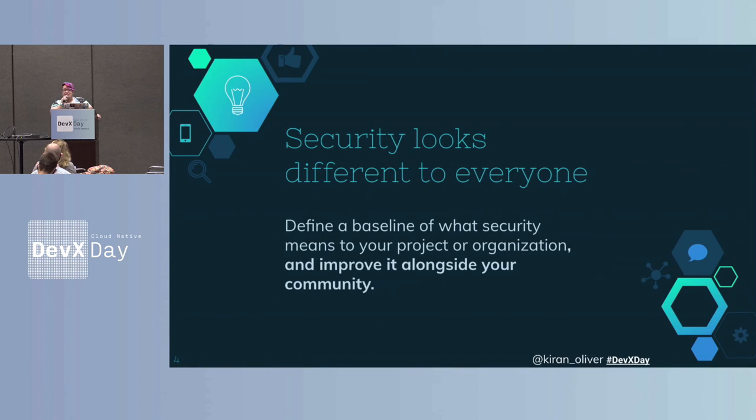First things first is that security looks different to everyone. When you say security, depending on who you're talking to, you'll get 20 different answers. So what you need to do is define a baseline of what security means to your project or your organization and improve it alongside your community. Whatever security looks like that's unique to your community itself doesn't have to be the same as everyone that's in your ecosystem. It's going to be unique and it has to be yours. Security can be influenced by your peers, but in the end, it has to be tailored to you and your developer community itself.